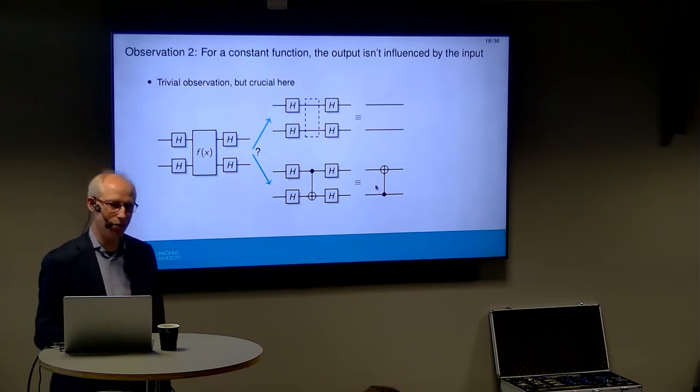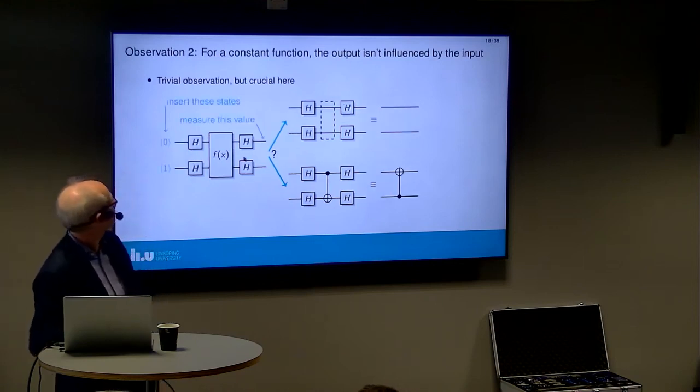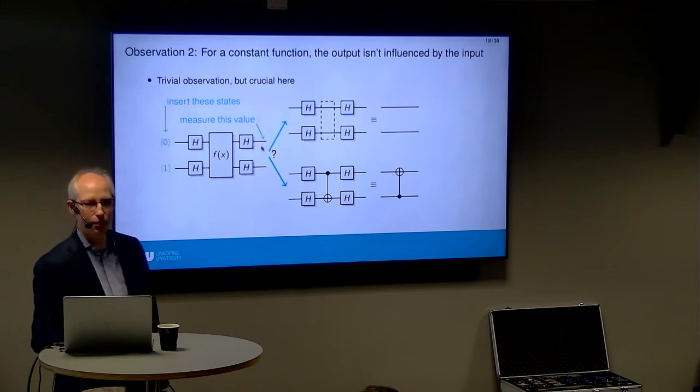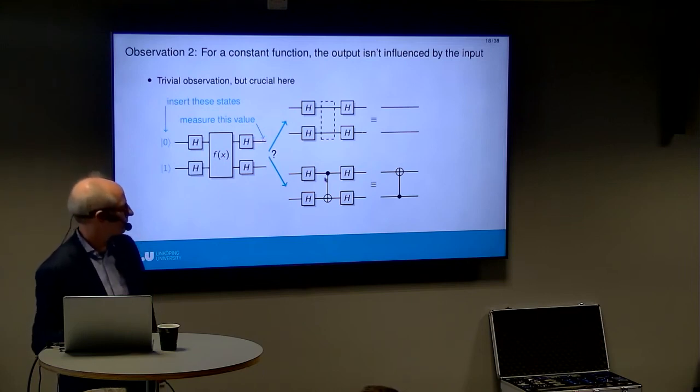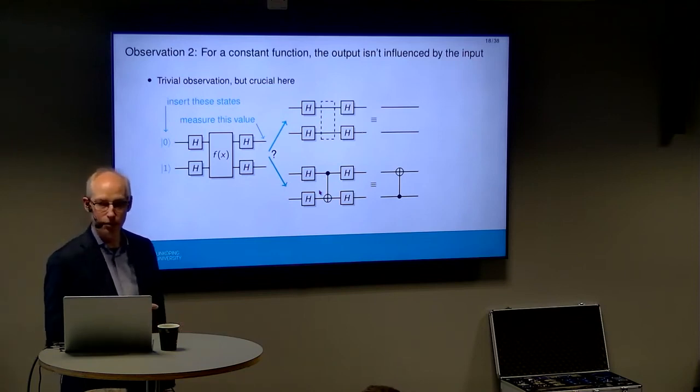So what was the idea of the quantum calculation now? Well, the idea is you insert these states here. And then you measure that value. If that's 0, the algorithm says it's a constant function. If that's 1, the algorithm says this is a balanced function. And the reason is the C naught turns upside down. So phase kickback is responsible here for the effect.